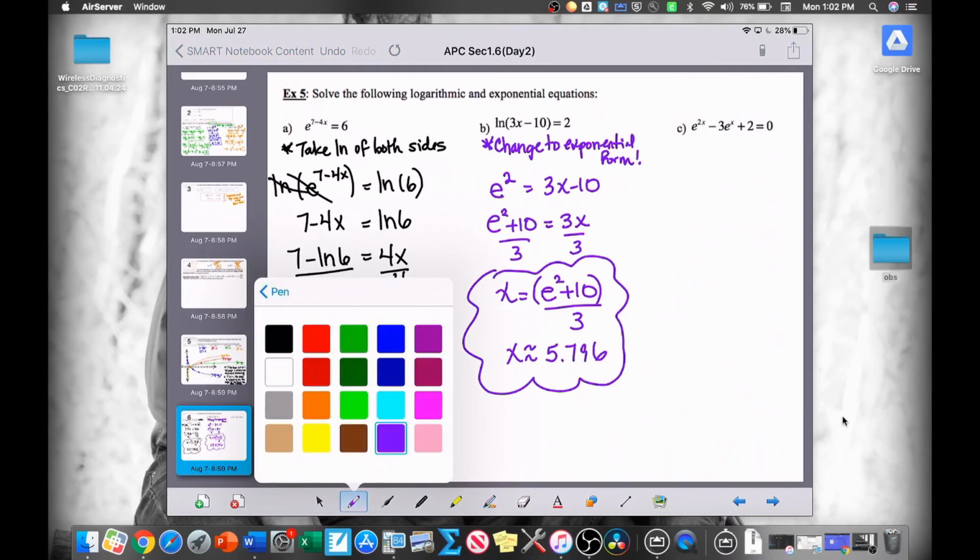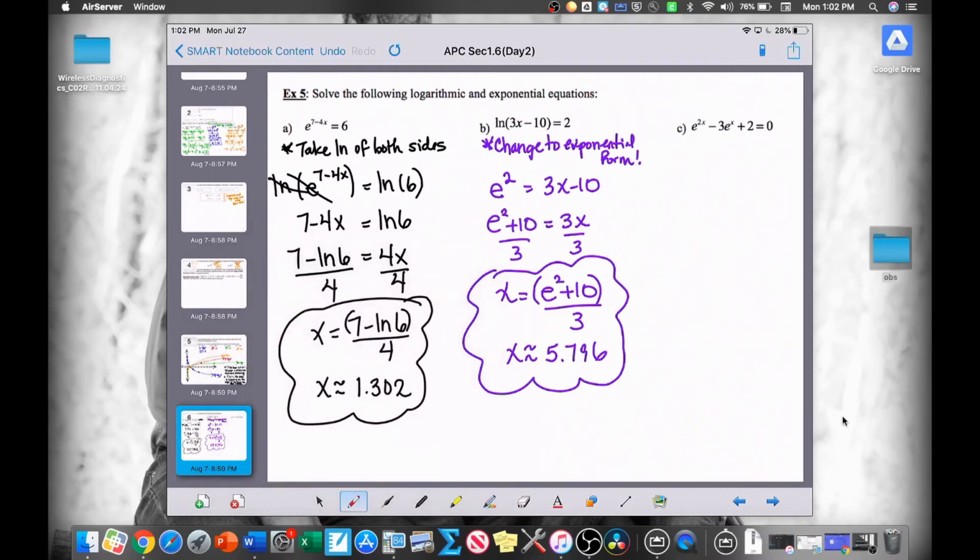Our final example is the most fun. We always save the best for last. And in our final example, notice that what we have here, e to the 2x minus 3e to the x plus 2 equals 0, this looks like a trinomial. And what do we love to do with trinomials? Let's try to factor it.